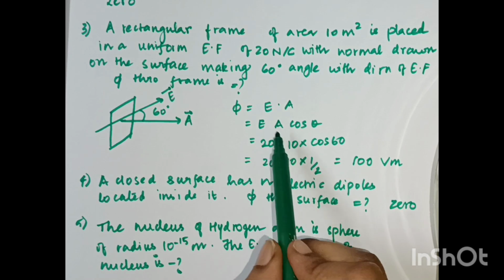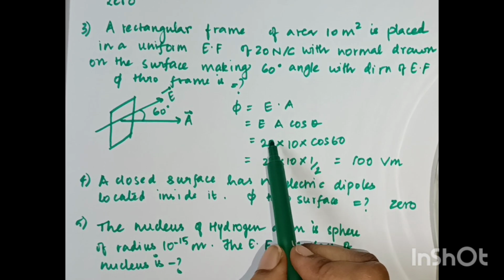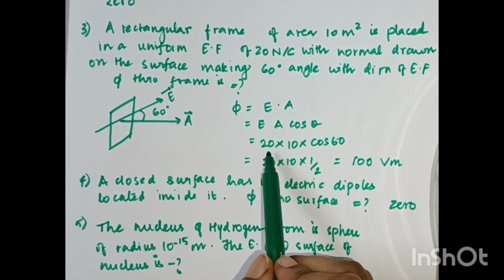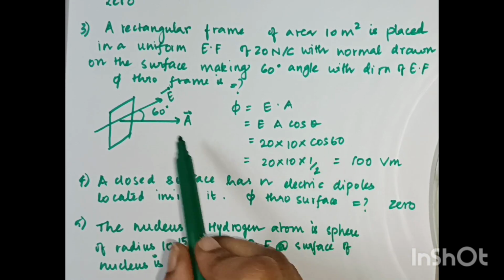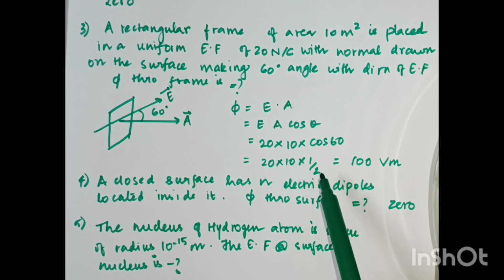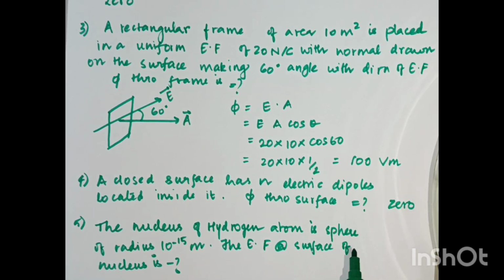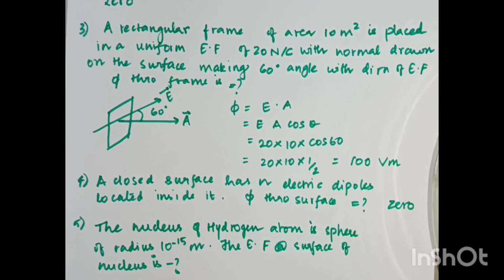Electric field is 20 Newton per coulomb, area is 10 meters square, and cos theta is cos 60. So 20 into 10 into 1 by 2 equals 100 volt meter. So that is the answer for flux. Let us see this question.